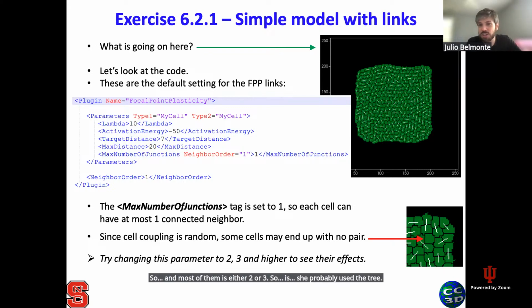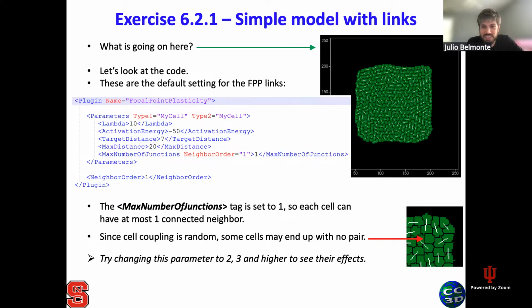So is that true, Joanna? Did you use 3 on that figure? Yeah, it was 3, but now she shows another one. Okay, how many junctions did Joanna use on the last figure?